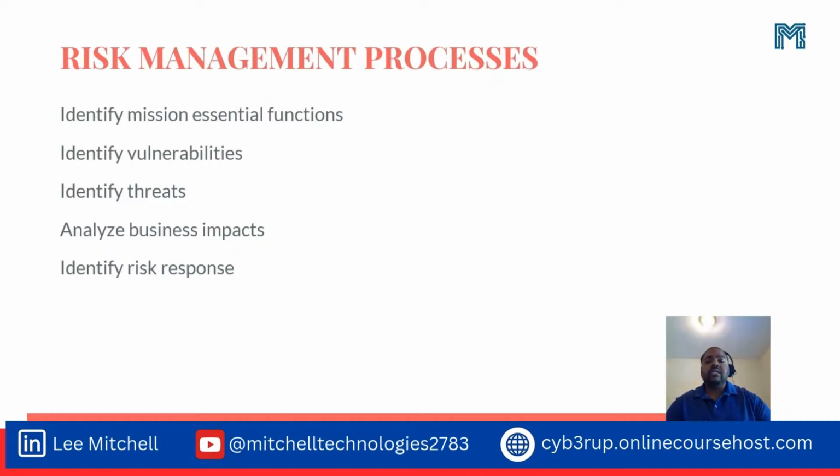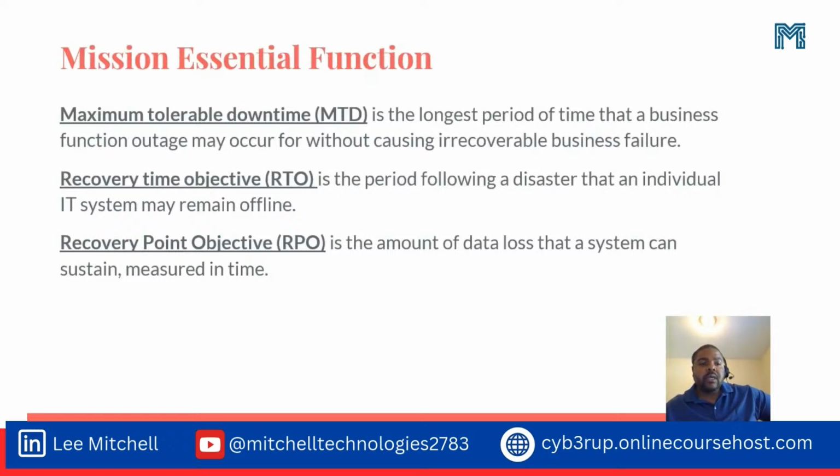We protect those type of things. So once you figure out what's critical to the business, what functions can you not live without for a certain amount of time before the company actually is in a disaster recovery type of mode, you need to go into the mission essential functions, and that's knowing the maximum tolerable downtime, the recovery time objective, and then the recovery point objective.